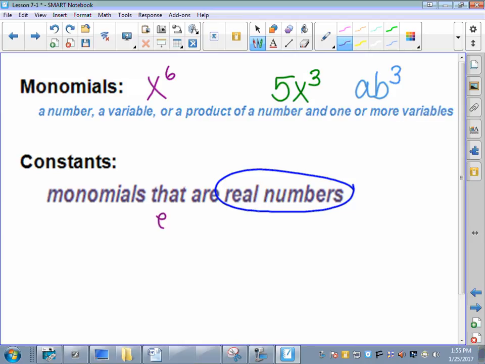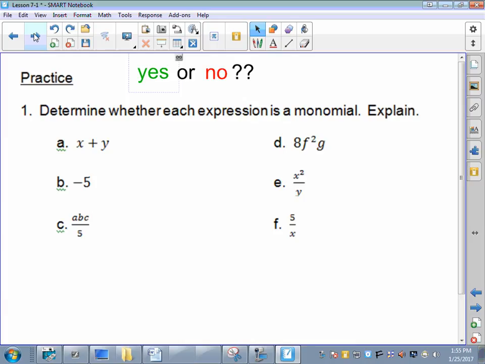So a constant might be 8 or -3 or 17 or something like that. So they are the numbers. Monomials have the variables. So determine if these guys are monomials. Letter A, it says x plus y. It's a yes or no question. Did we say anything about adding when we defined a monomial? So that's a big no because there is addition in it.